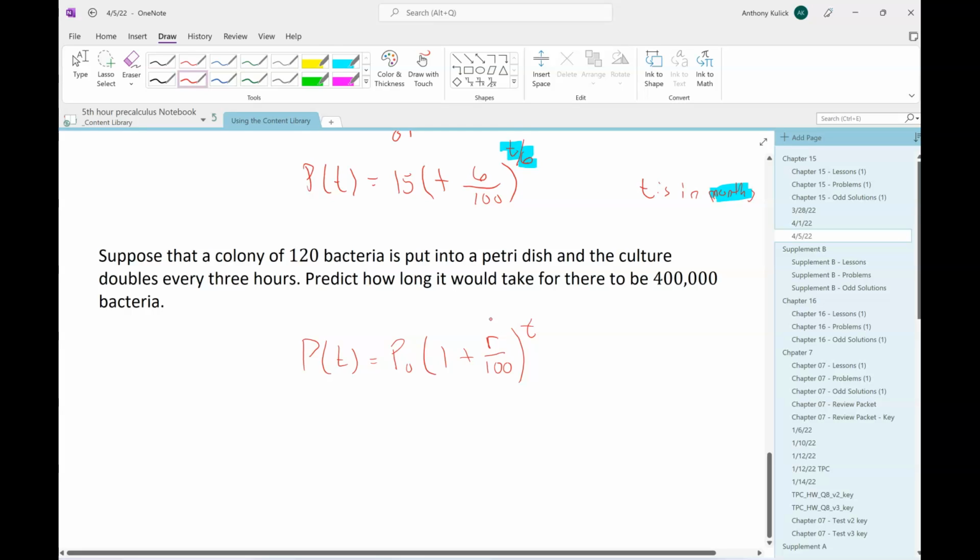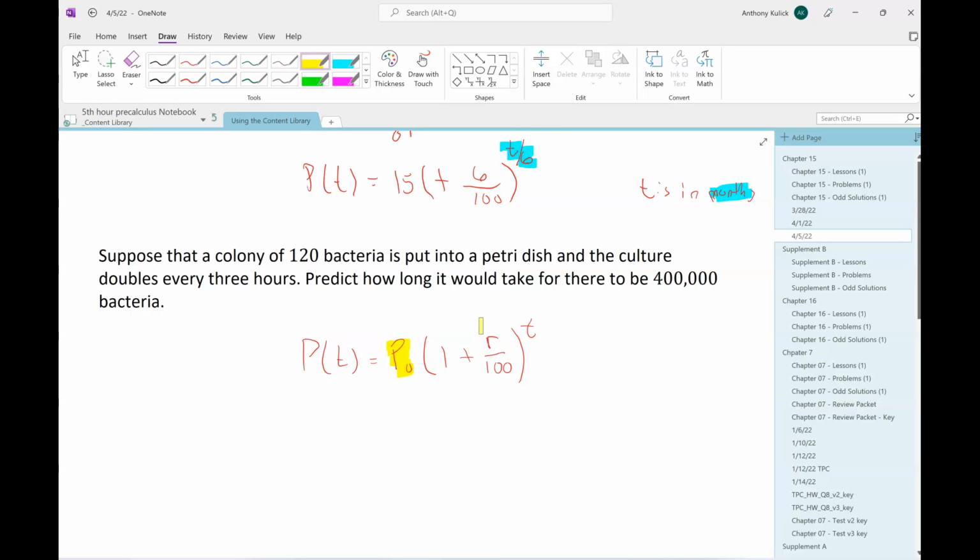All right. So let's start filling this in. We need to fill in values for P of T, P naught. What is our value for P naught? 120. That's the initial amount. Everybody cool with that? Okay. A little bit trickier. What is going to be our value for R?